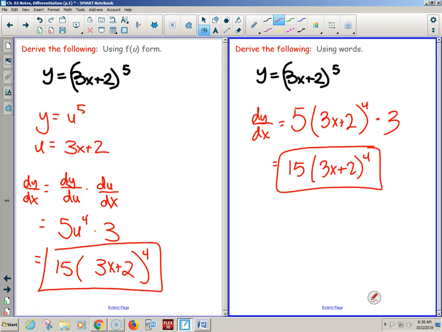They both work. This one's super nice when you have u's and v's and w's to help your brain decompose for a bit and then bring it all back together.